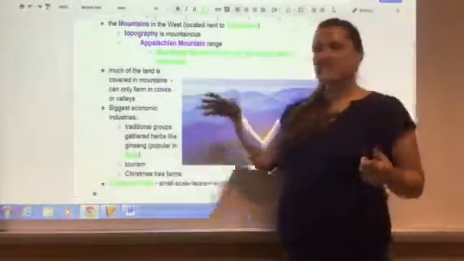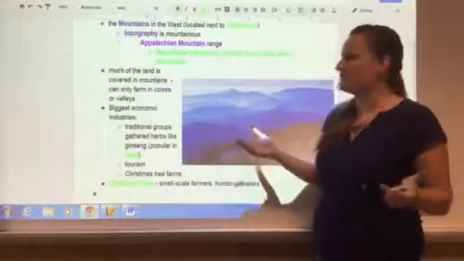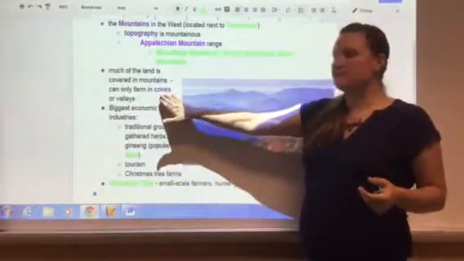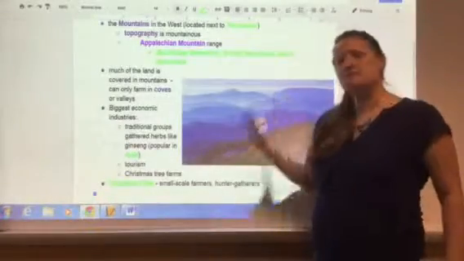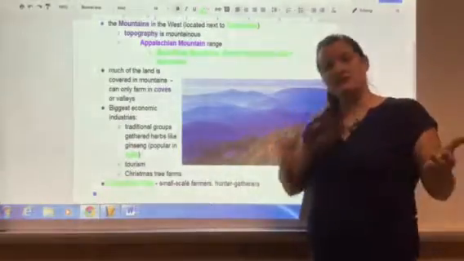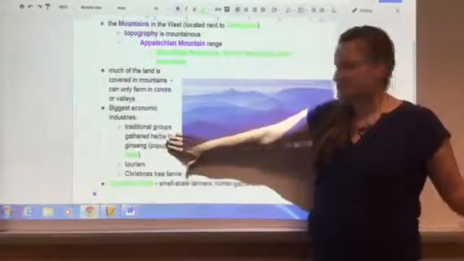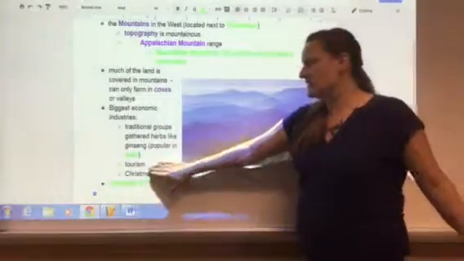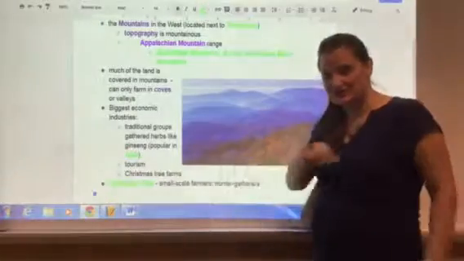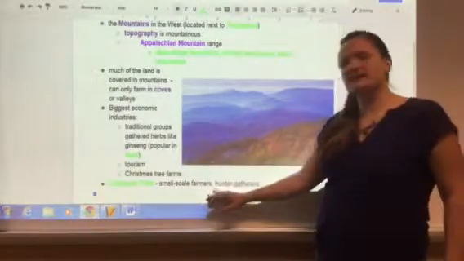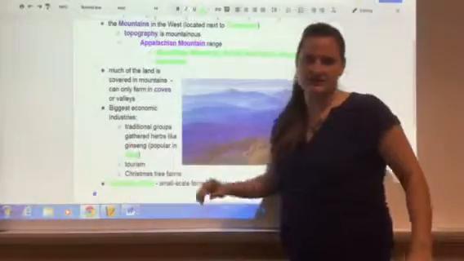Not very good for farming, although now they do have some farming because we've learned how to farm everywhere at this point. But you could really only farm in coves, which were the valleys between the mountains. But the biggest industries, although they do have a lot of tobacco farms out there nowadays, traditionally, people gather things, ginseng, things like that. You get a lot of tourism. You get Christmas tree farms. And otherwise small farms and hunting and gathering tribes like the Cherokee.